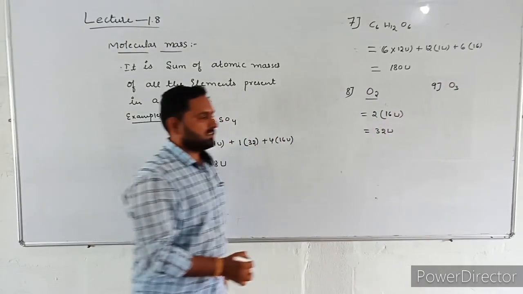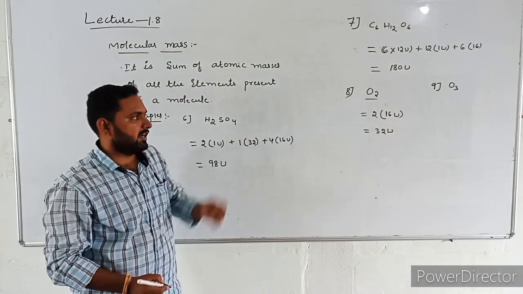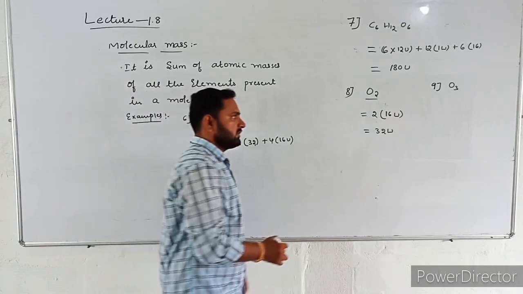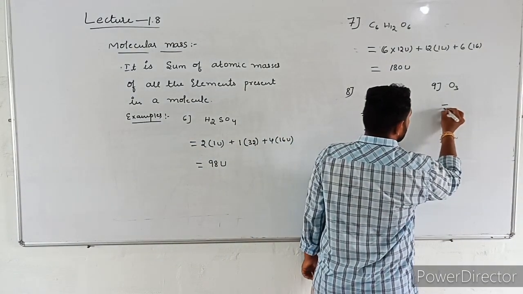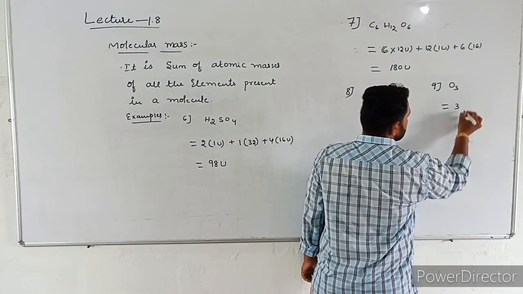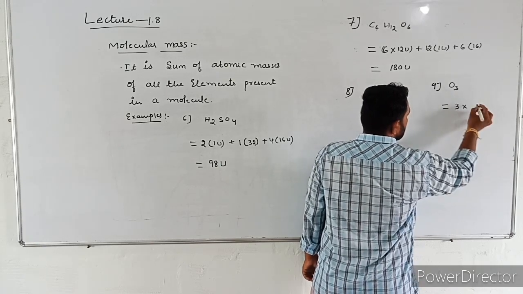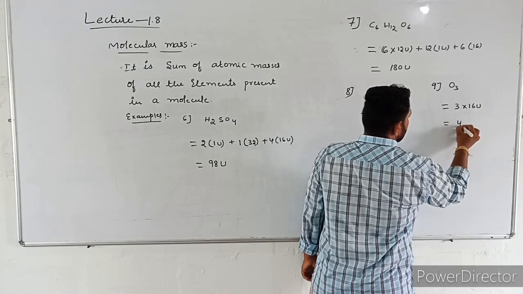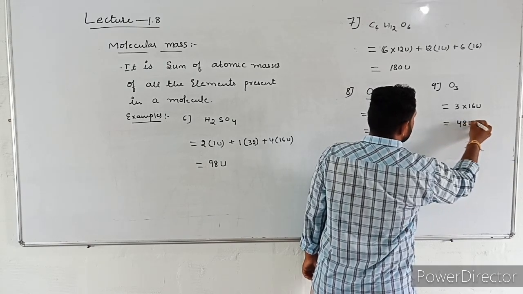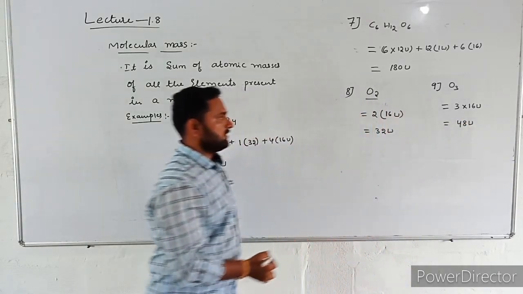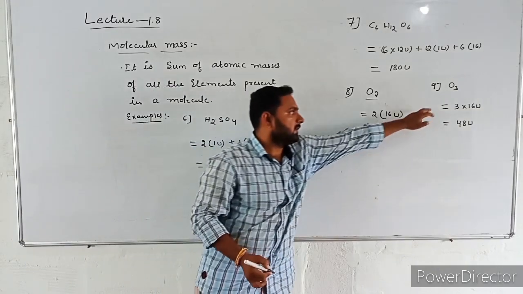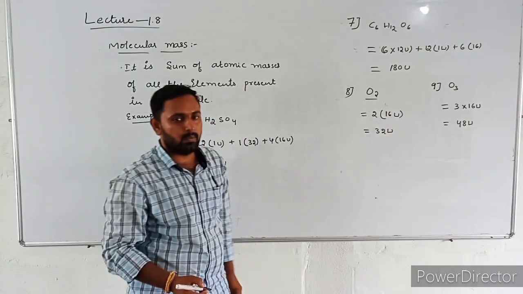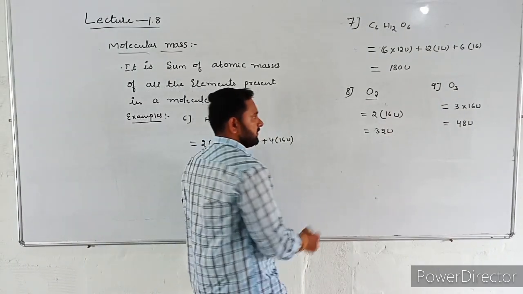Next, calculate the molecular mass for O3. What is the molecular mass of O3? How many oxygen atoms are there? There are 3 oxygen atoms. Then what is the atomic mass of one oxygen? Atomic mass of one oxygen is 16 U. Then 16 × 3 is 48 unified mass. So the molecular mass of ozone O3 is 48 U.